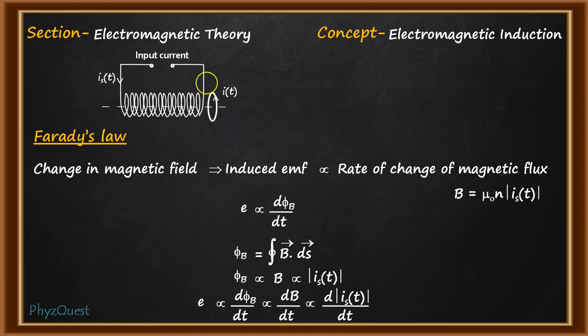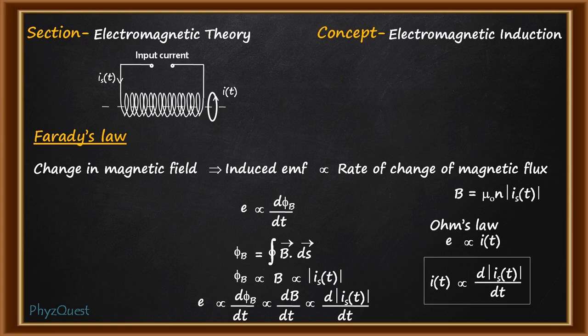Next we look at the circular coil. Here an EMF is induced and this generates a current I(t). Applying Ohm's law, V equal to IR, we can say that the induced EMF E is directly proportional to the current I(t). So from these two relationships of the induced EMF, one proportional to the rate of change of I_s, the current through the solenoid, and another proportional to the current I(t), the induced current, we can say the induced current I(t) is directly proportional to the rate of change of the current flowing through the solenoid. So this is our established relation.